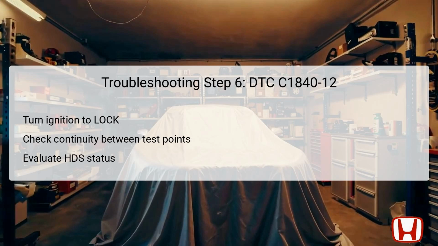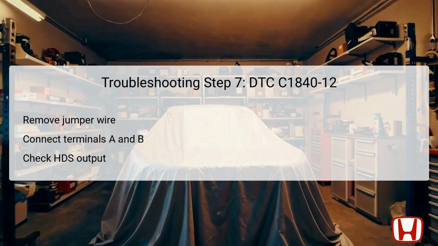If continuity is not present, the next course of action is to repair any breaks detected within this wire path. Moving on to troubleshooting step 7. First, ensure the ignition switch is set to lock before removing any jumper wires that have been utilized during previous tests. Following this action, connect terminals A and B on the rear differential fluid pressure sensor.